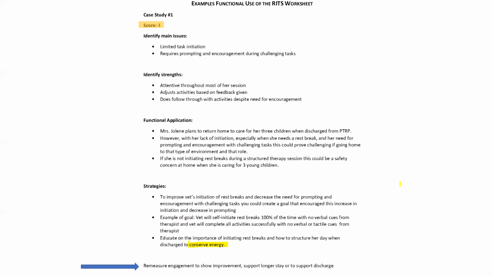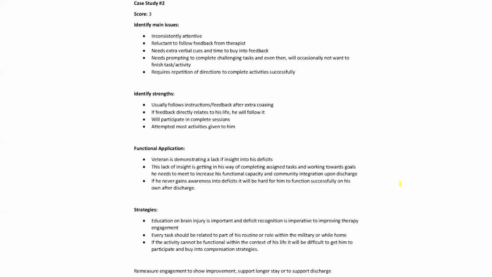And then the final thing is to make sure you remeasure engagement to show improvements that either support a longer stay for her or support discharge. Okay, case study number 2. Scored him at a level 3.